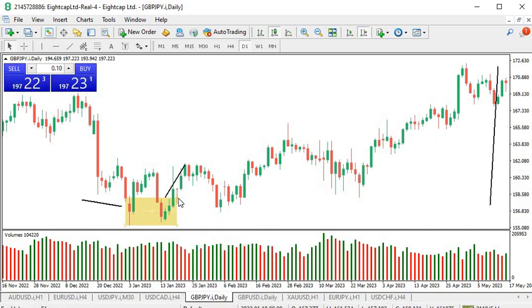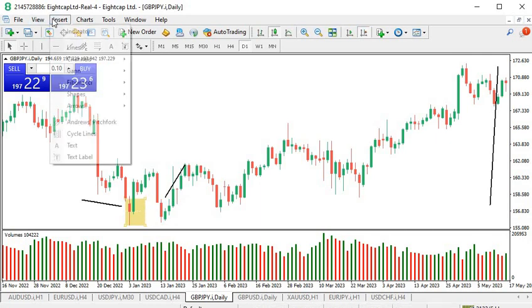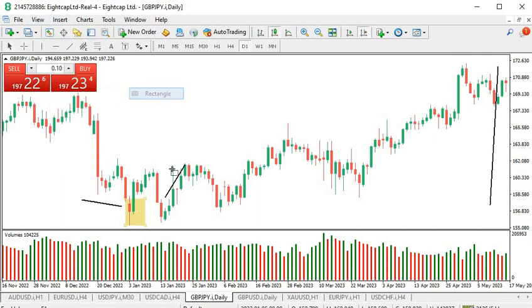Again, what happened? Let me reduce it. We will draw another bullish order block from this last bearish candlestick. The last one got mitigated, this one. So this order block got expired, and we will look for a fresh order block.